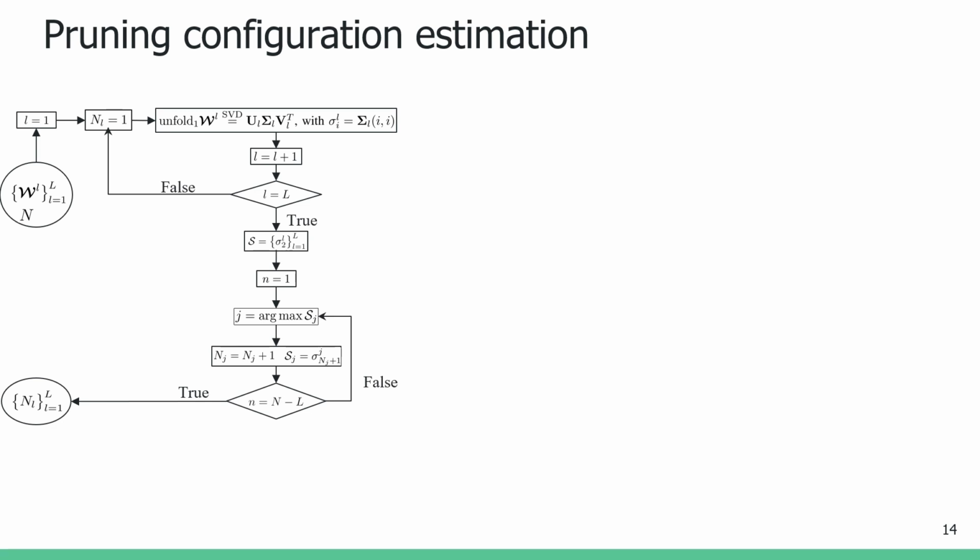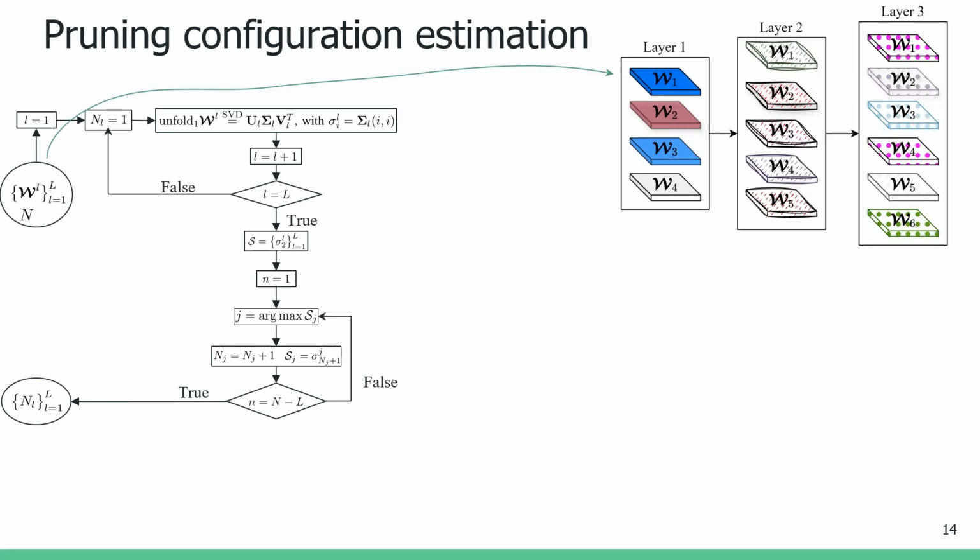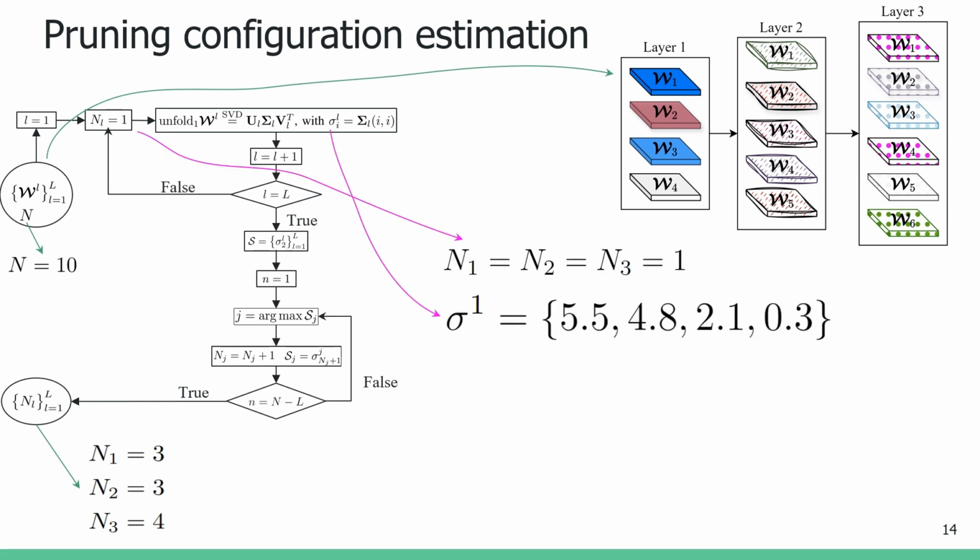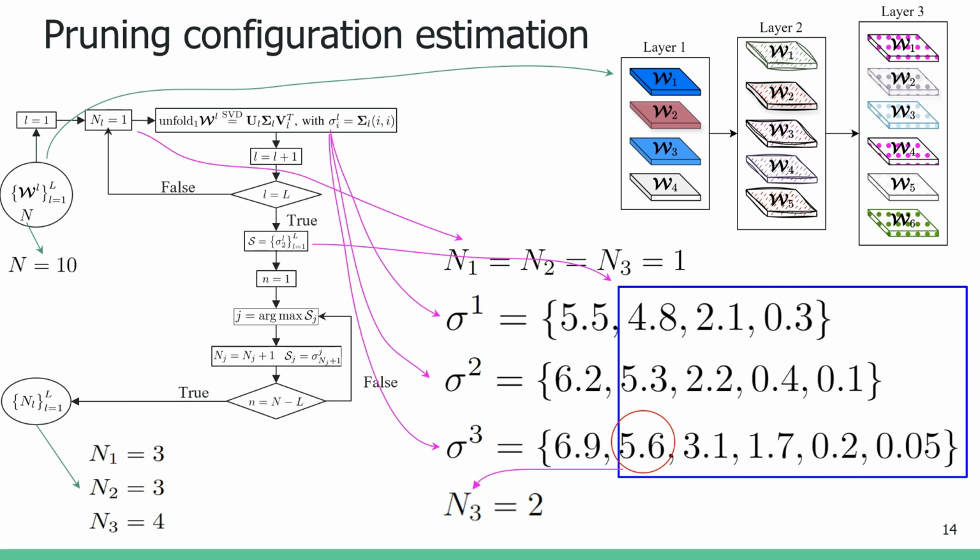Here's an example of the pruning configuration estimation algorithm. In a CNN with a target of 10 filters, the goal is to keep 3, 3, and 4 filters in each layer. The algorithm iteratively selects the largest singular values from all layers, incrementing the retained filter count for each layer. This process continues until reaching the target filter count.